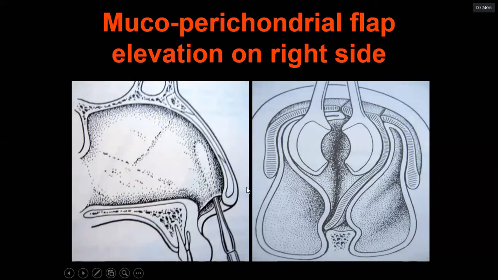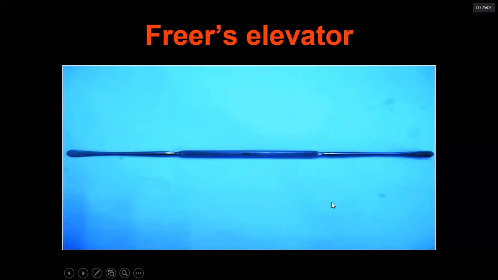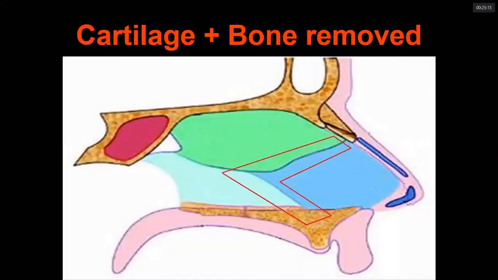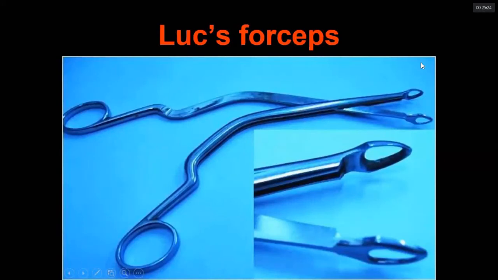So when doing the surgery, the flap is elevated, and look here, this is the mucosal flap and this is the septum. And this is the free elevator, okay? Here, you can see this instrument. So why have I put this image here? Because you may be asked about this in your exam too. This is Freer's elevator, okay? And suppose this part had deviation, so this part has been corrected or resected, okay? And to resect the parts, we need Luc's forceps, okay? This can also be asked in your exam, okay?